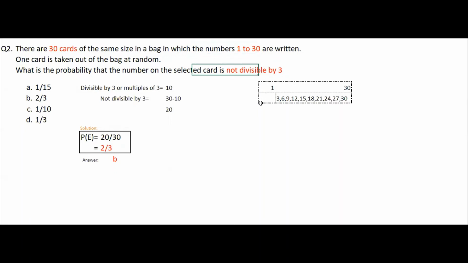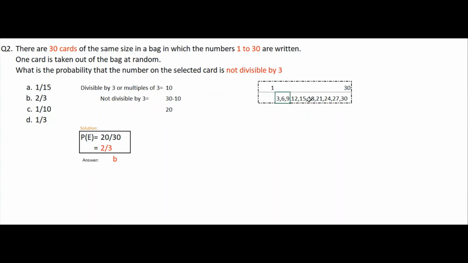So for that you have to find the numbers which are divisible by 3. Those are multiples of 3. You can find that 1 is not a multiple of 3 or divisible by 3, and 30 is divisible by 3. So you can write 30 is the last number, and after 1, 3 is the first number that is divisible by 3 or a multiple of 3.